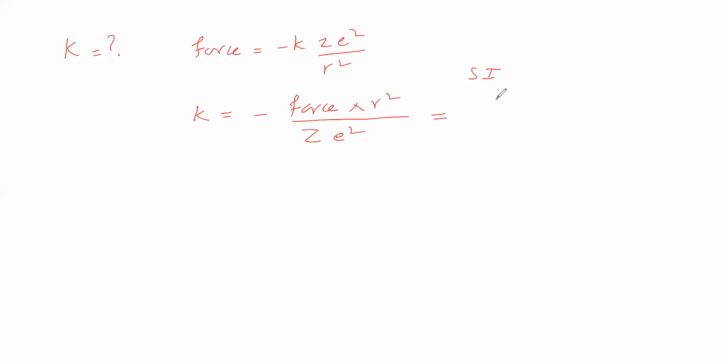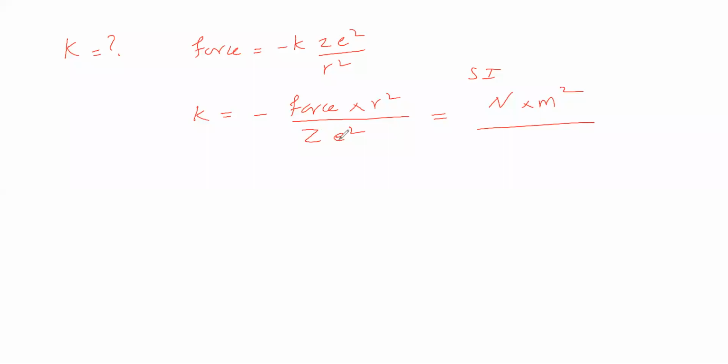Now we will take this from the equation force is equal to minus k z e square by r square. So k is equal to minus force into r square by z e square. For force, the SI unit is Newton. R means radius, and its SI unit is meter, so meter square. Z is atomic number, which is the number of protons, so it has no unit.